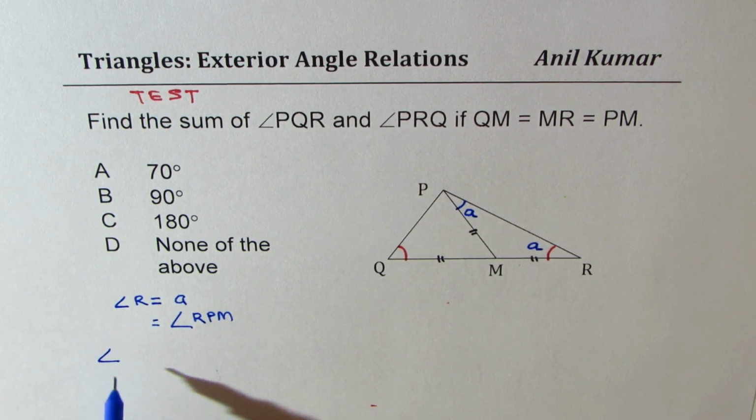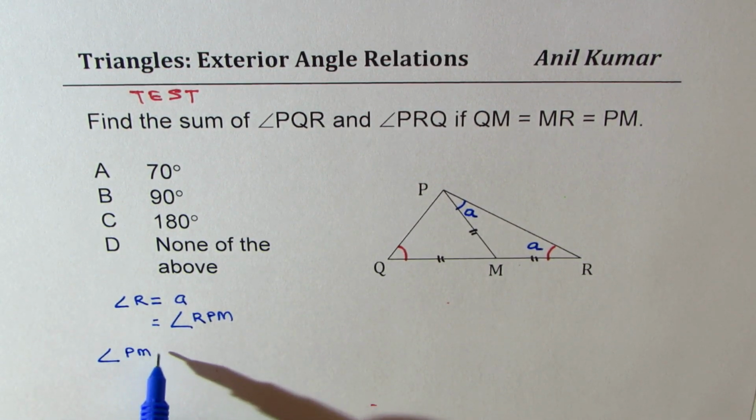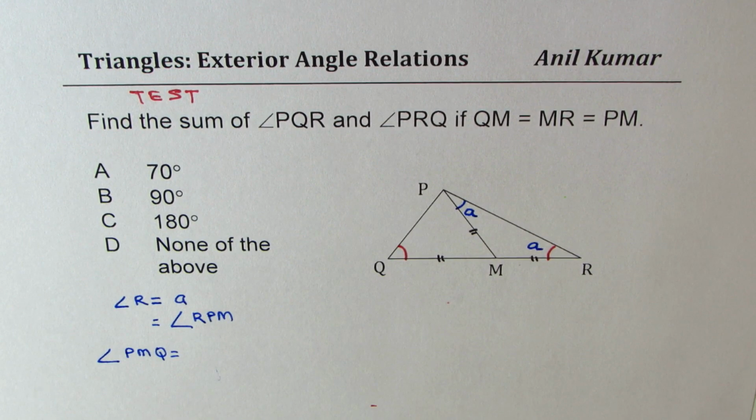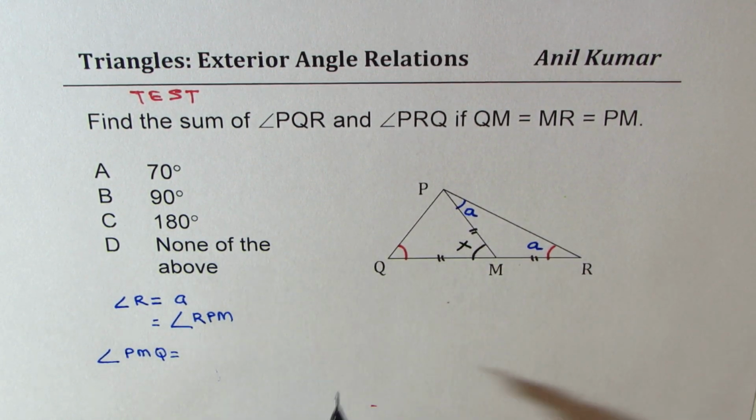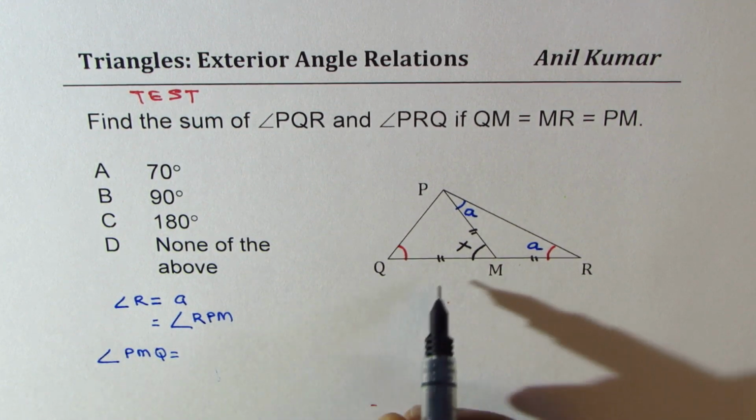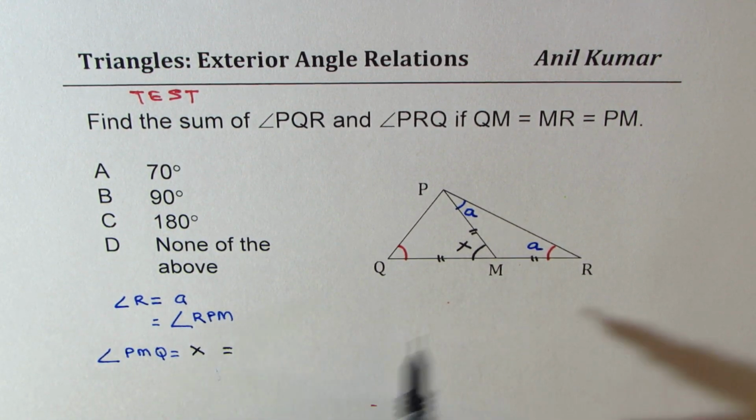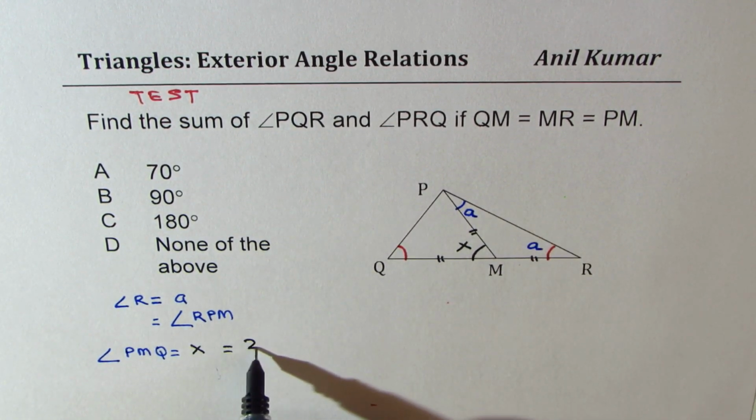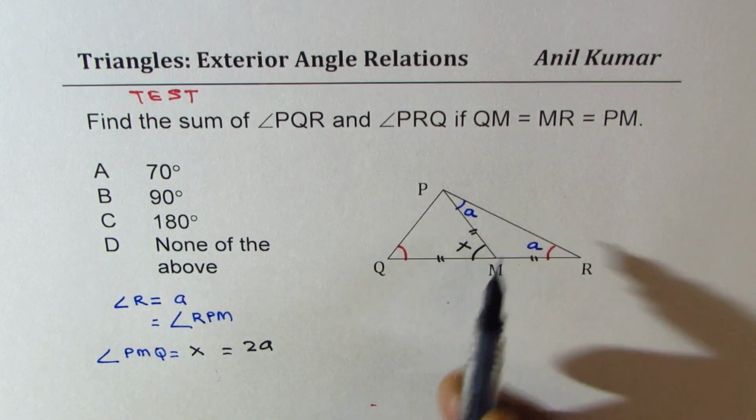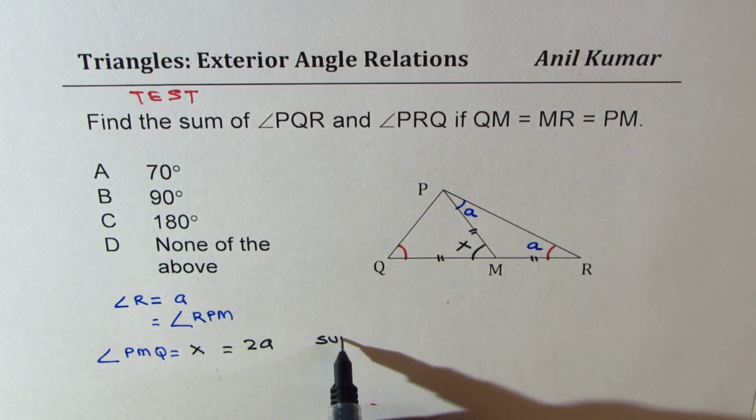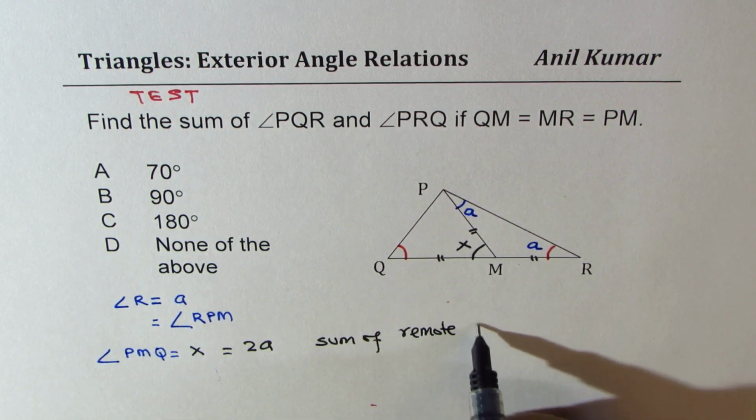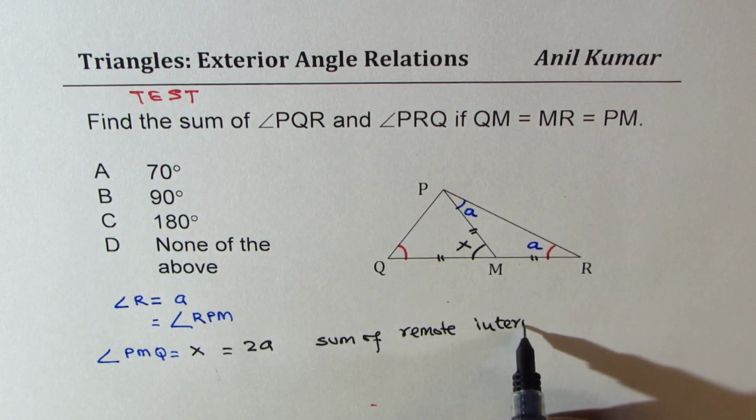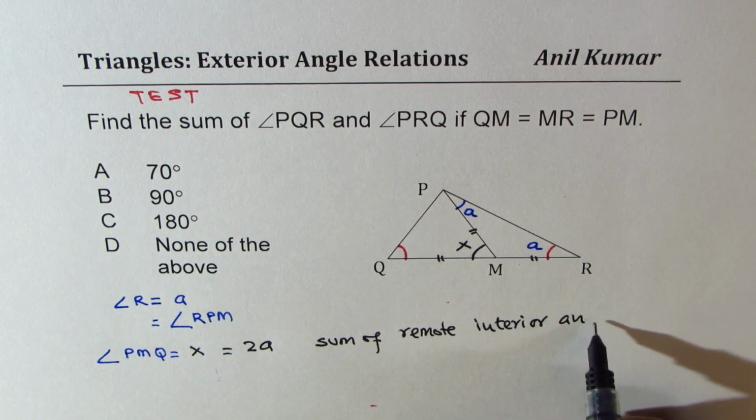Now what is angle PMQ? PMQ is an exterior angle. Let's call it X. So PMQ, which is X, is equal to twice A plus A... I mean, you can add them up, right? Because it is the sum of remote interior angles. Perfect.